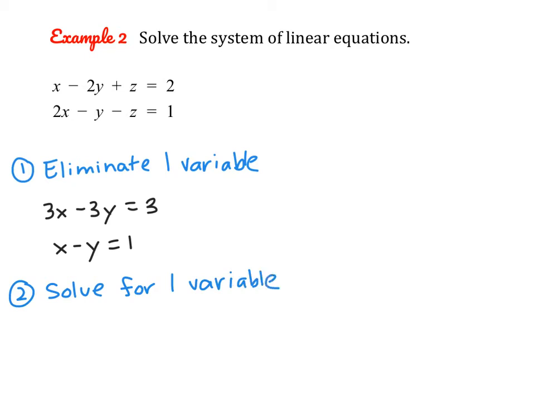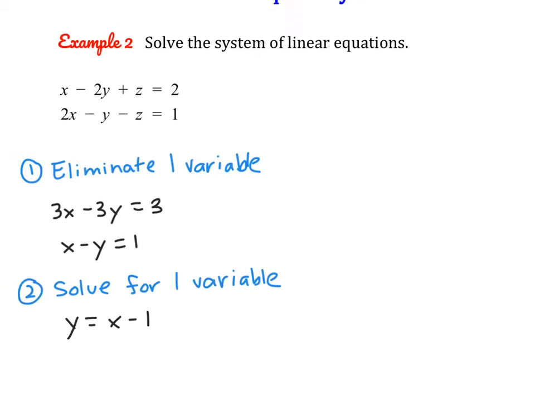So we can either solve for x or y. I'll solve for y. I'll say y equals x minus 1. So this is just about as much as we can do to solve for y at this point. There's no way we can solve for an exact number.